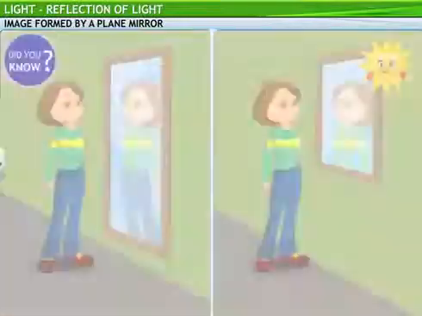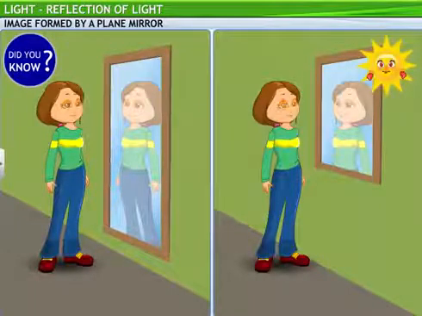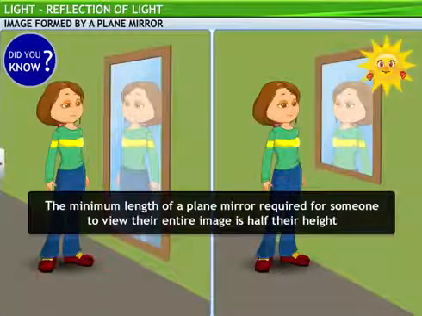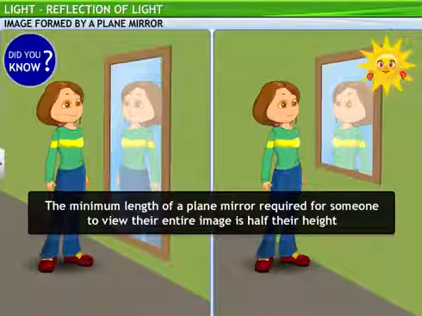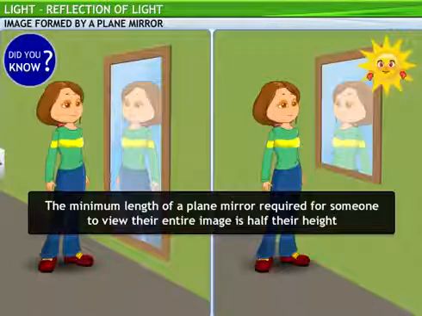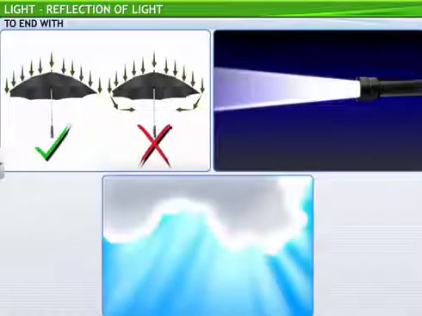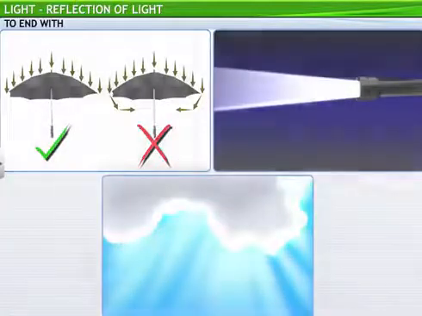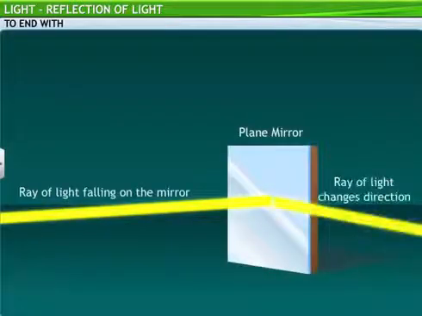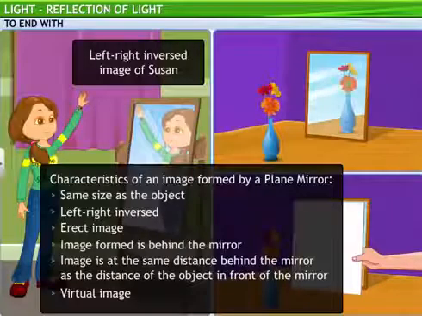Did you know? Based on the characteristics of an image formed by a plane mirror, it has been found out that the minimum length of a plane mirror required for someone to view their entire image is half their height. You'll learn why that happens in higher classes. This brings us to the end of the lesson on reflection of light. In this lesson, you learn to demonstrate that the path of light is always a straight line. Explain the reflection of light from plane mirrors. And identify the characteristics of an image formed by a plane mirror.